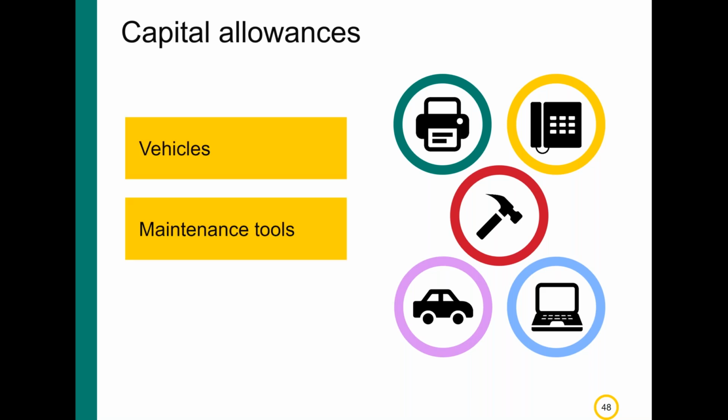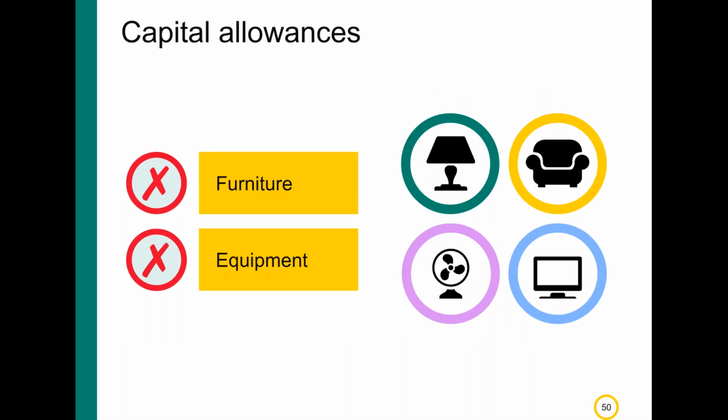Equipment like tools and ladders used to maintain the property, and computers and other office equipment used for the rental business. You cannot claim capital allowances for furniture and items you supply for tenants to use in a residential letting. However, you may be able to claim them for items purchased for use in properties that qualify as furnished holiday lettings.